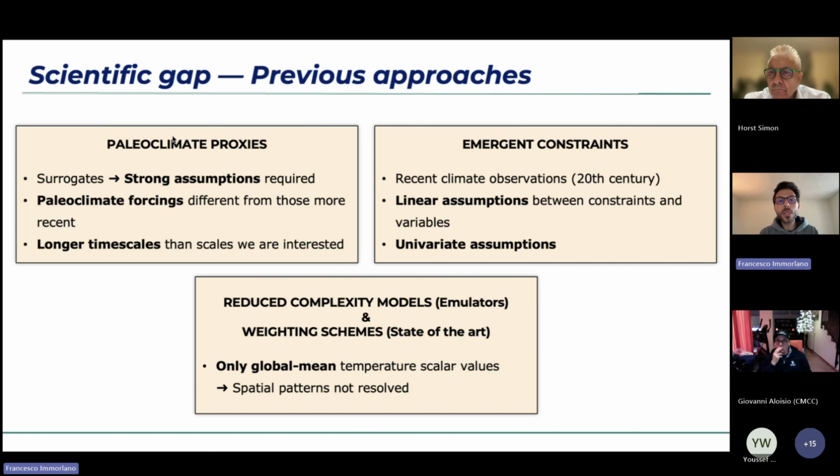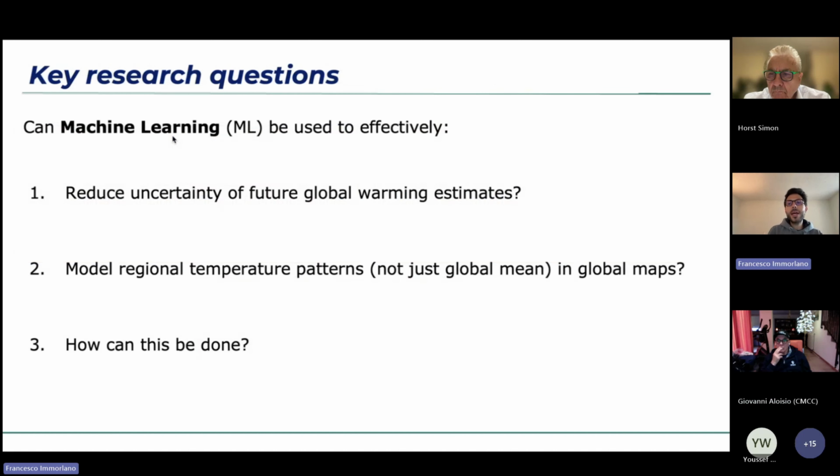And the other two approaches are the reduced complexity models, the so-called emulators, and the weighting schemes, which are the state of the art, which only use global mean temperature values without resolving the spatial patterns. So this analysis led us to a couple of key research questions. Can machine learning be used to effectively reduce the uncertainty of future global warming estimates while also modeling the regional temperature patterns, so using global maps instead of just global mean values, and how can this be done?